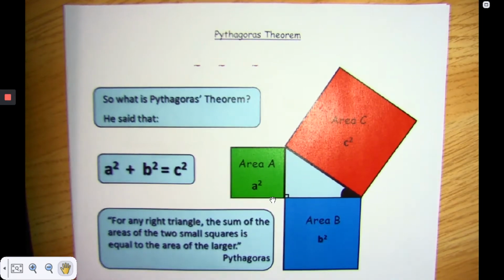Hello everybody and welcome to this lesson on Pythagoras' theorem. So what is Pythagoras' theorem? Pythagoras' theorem is a way of working out missing lengths on a right-angled triangle.